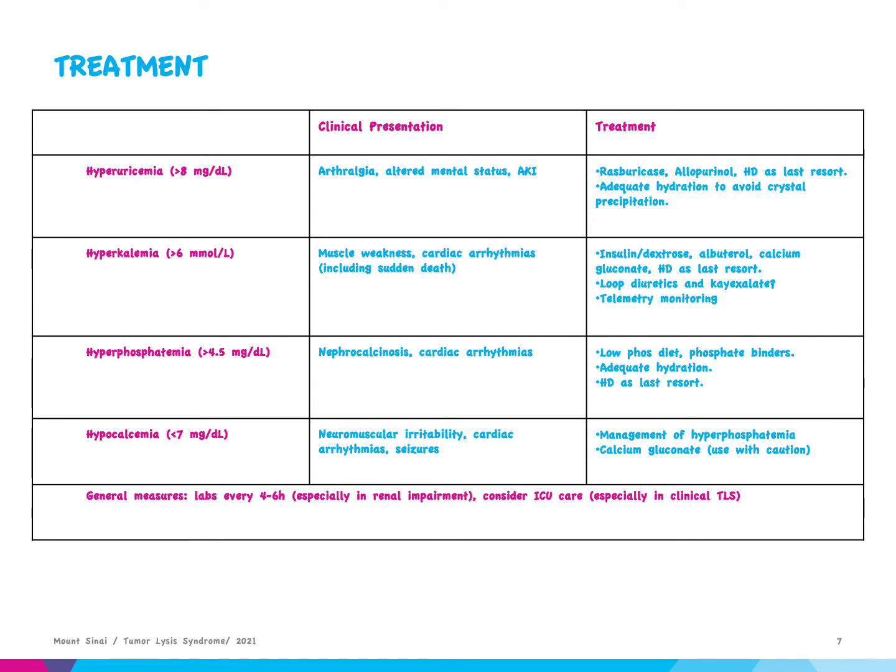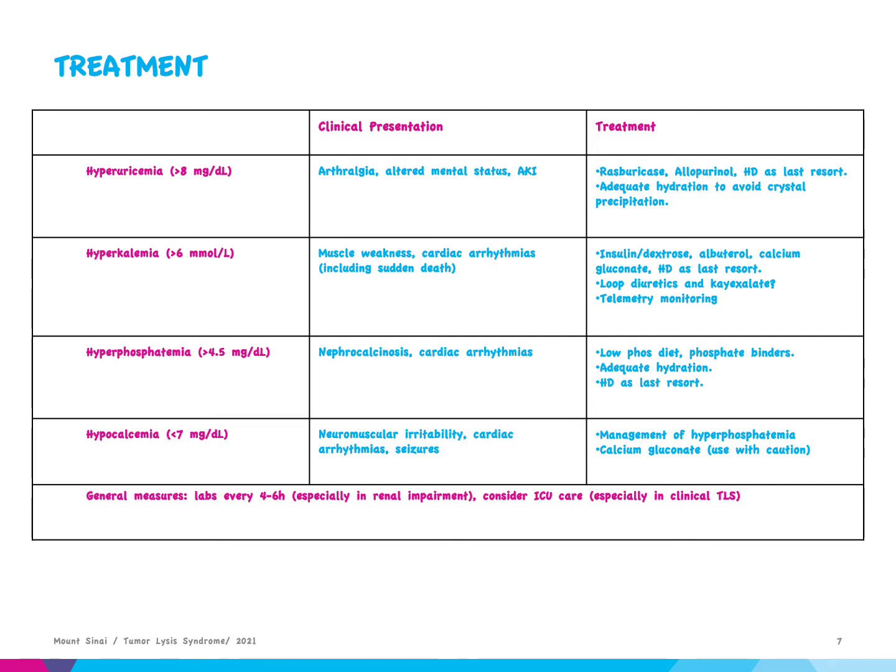You have rasburicase, you have allopurinol. Don't forget to get your G6PD. Rasburicase is extremely effective, very expensive. Allopurinol is not as effective, but it's cheaper.